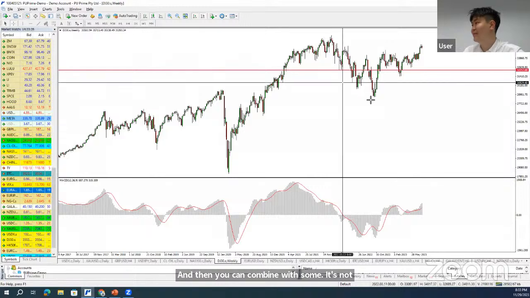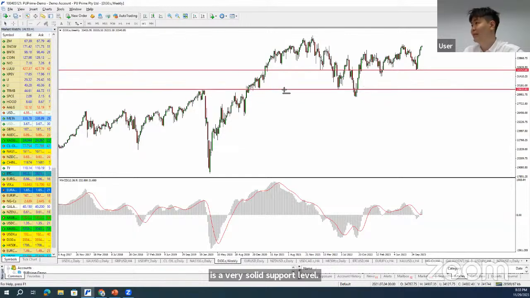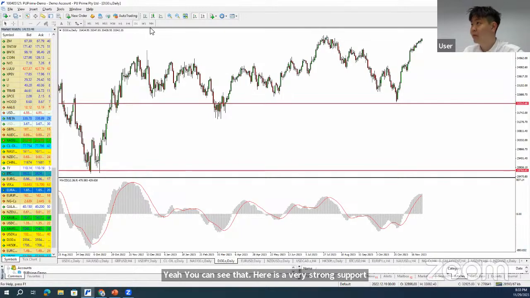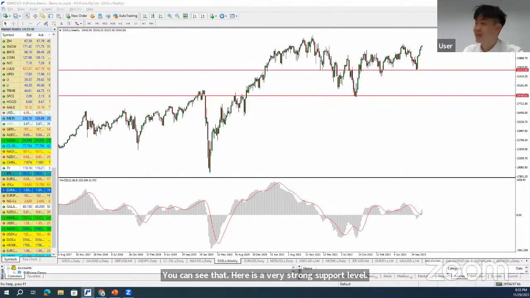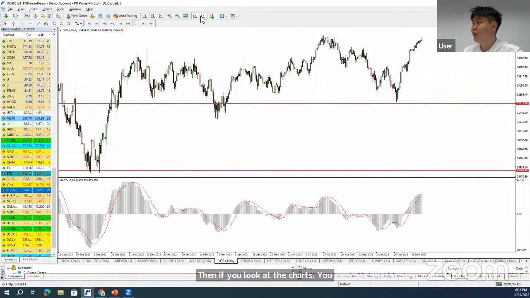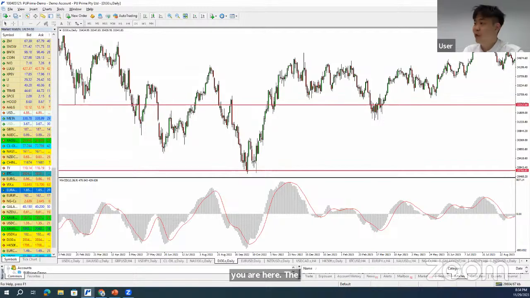So let's see if here is a very solid support level. So here. You can see that here is a very strong support level, right? Because they have been testing quite a lot of times before already. Then if you look at the charts, you combine it. Imagine you are here. The price is testing a very strong support level and then a bullish engulfing candlestick is formed. Then it rebounds aggressively.